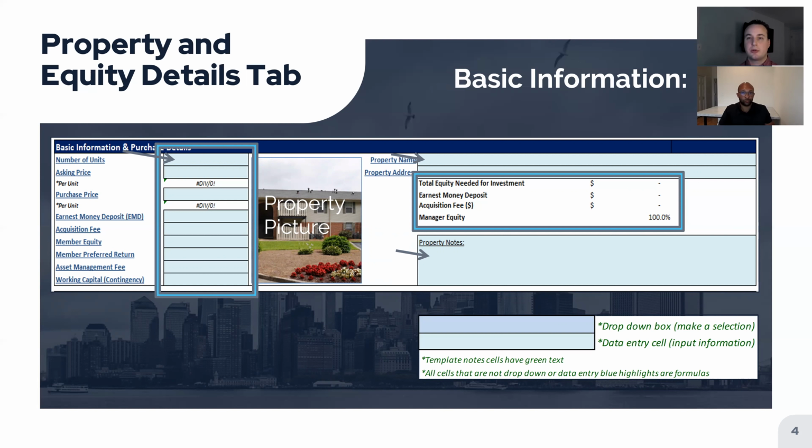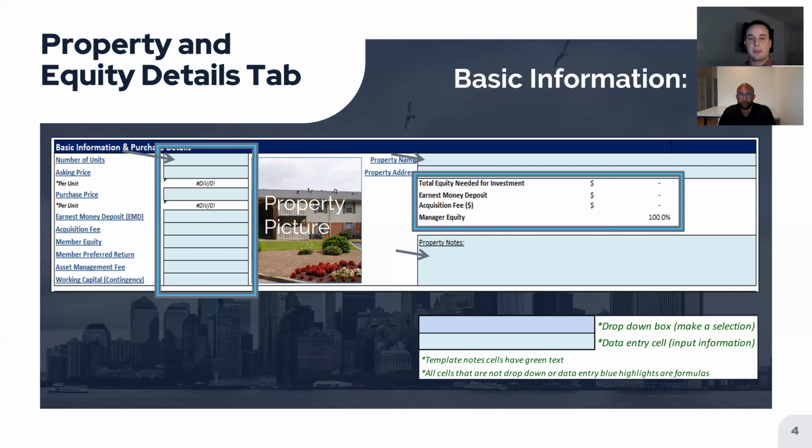Then I do have a section just for general notes, anything that comes into my mind while I'm looking at a property, I would jot down there, right? So you can keep all your notes in one place. And then there's a calculation over on the right-hand side in the middle that talks about your manager equity percentage. That's just the difference between your member equity and the total, right? The difference in that percentage, that's your split. If that's 70-30, your manager equity would be 30% there. It calculates out the dollar value of your acquisition fee, right? You input the percent, but it'll give you the dollar value there and your earnest money as well.